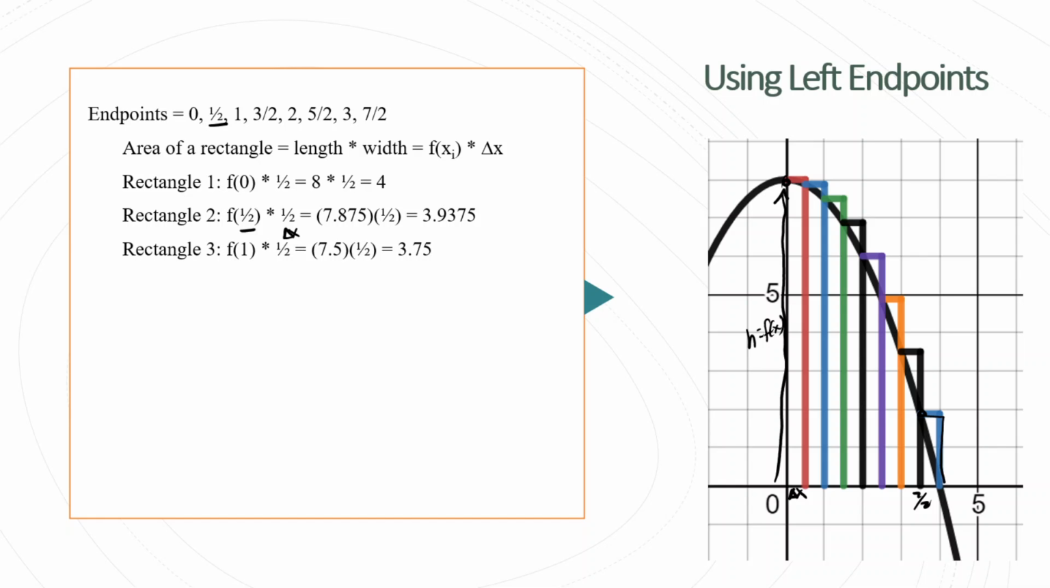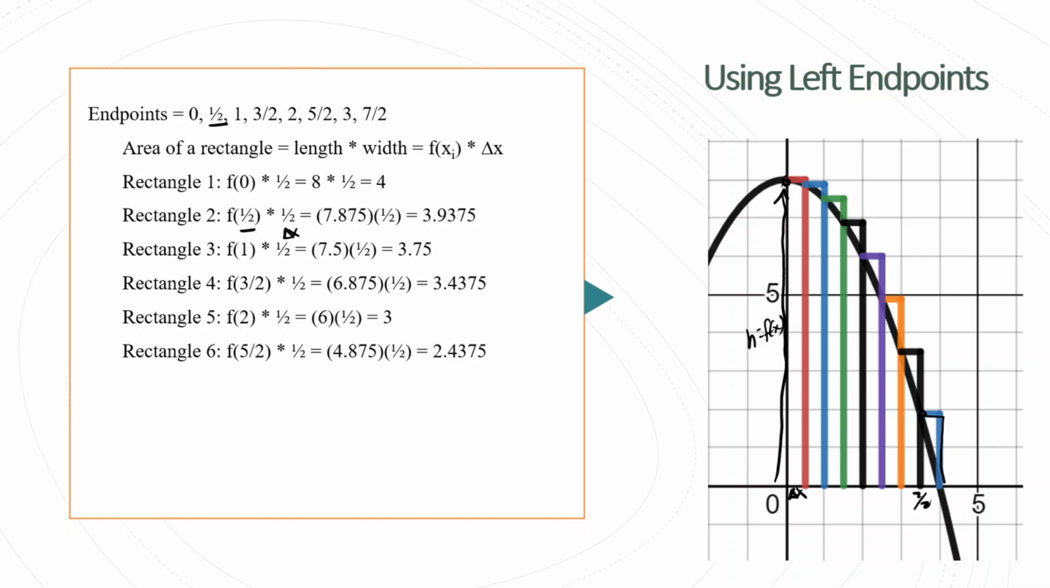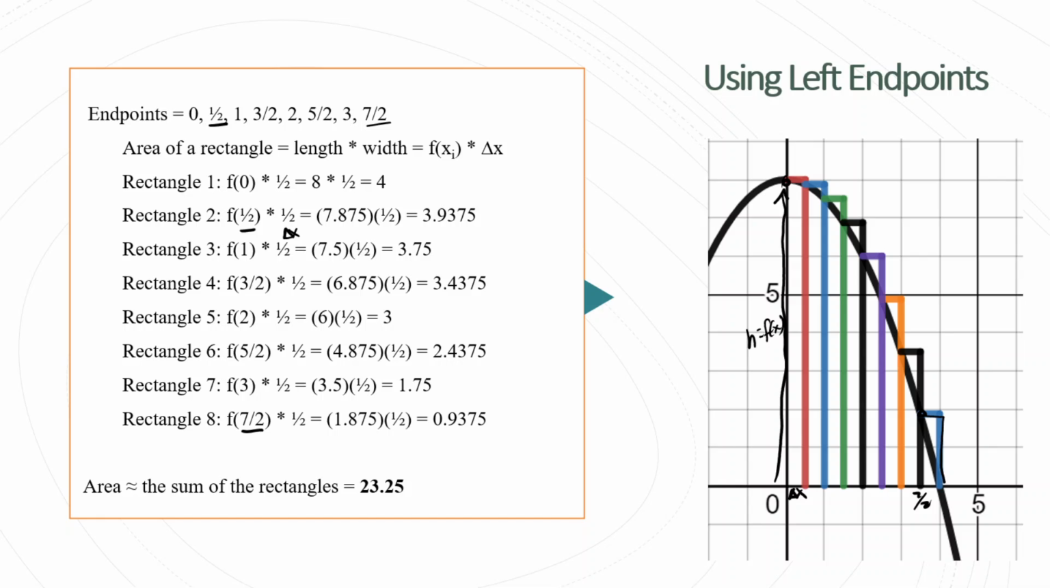So you can pause the video for a minute and see if you can calculate each of these yourself. You're going to end up with 8 rectangles. So go ahead and pause it and see if you can calculate them. All right, so here they are, all 8. Notice the last one is at that 3.5 or 7/2. Now to get the estimate for the entire area of this region, we're going to add all those together. So we just add them up and we get 23.25.